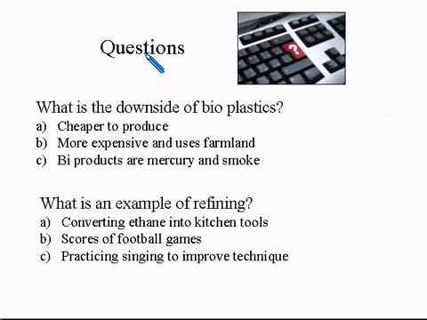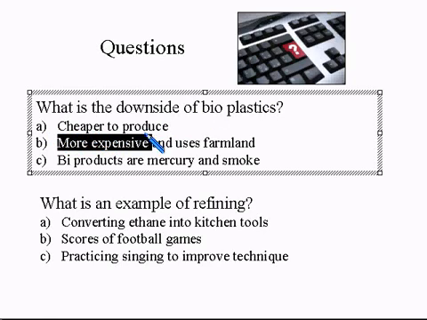It's time for the questions. Question number 1. What is the downside of bioplastics? A. Cheaper to produce. B. More expensive and uses farmland. Or C. Byproducts are mercury and smoke. Well, the downside, the bad thing of bioplastics, is that it's more expensive and uses farmland.